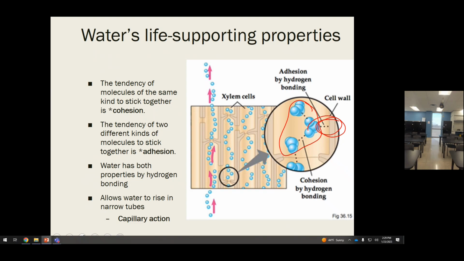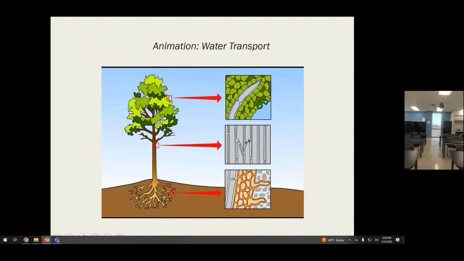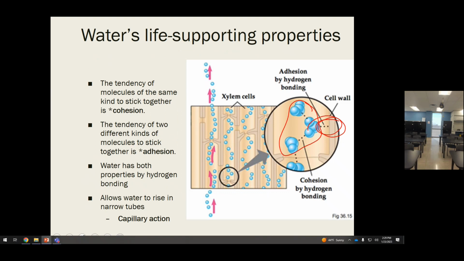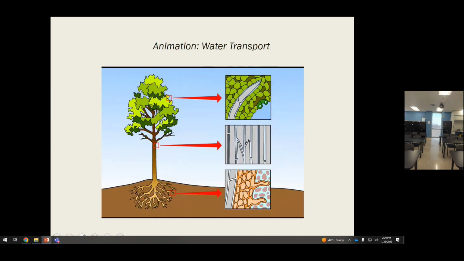Capillary action is the action of water rising through narrow tubes. So you know when you take a corner of a paper towel and you dip it in some water, and the water climbs up through the paper towel, that is because the water is climbing up through the tiny little tubes, the fibers that make that paper towel. It is using cohesion and adhesion, and that is capillary action.